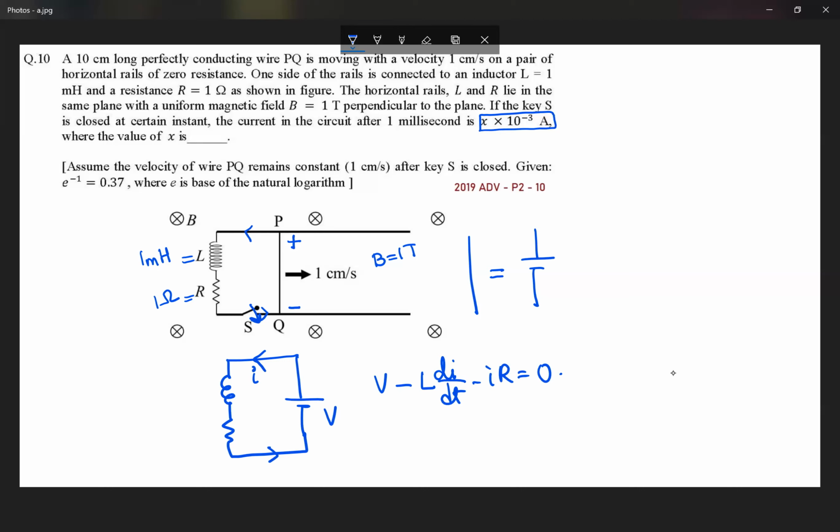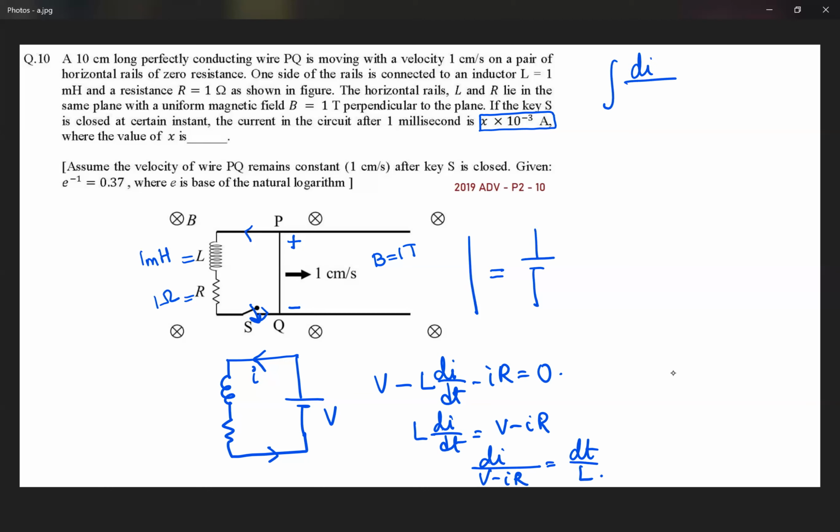So solving this equation, L di by dt is equal to V minus IR. We can write that di divided by V minus IR is equal to dt divided by L. Integrating both the sides, we would have to integrate from 0 to t. The current will start at 0 because an inductor initially opposes any flow of current through it. So initially the current is going to be 0 and eventually with the passage of time, there will be some current I in the circuit.